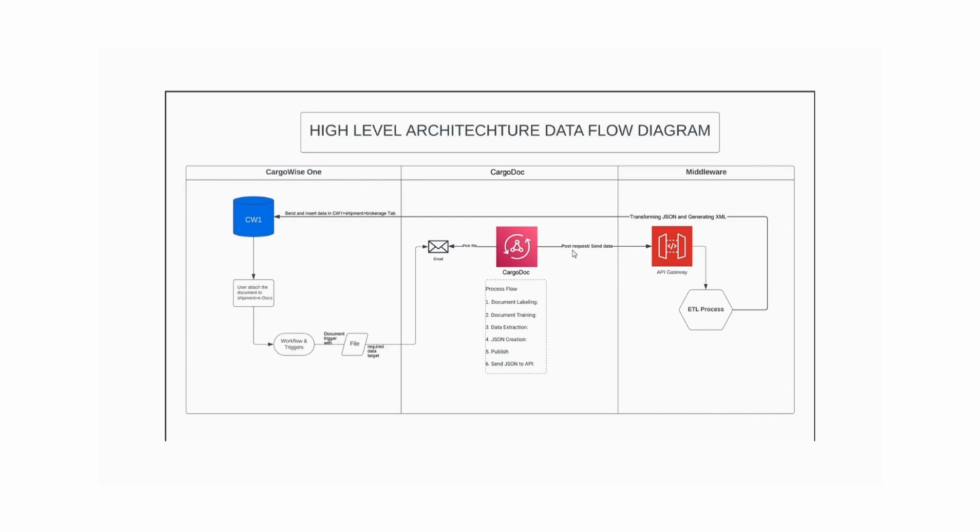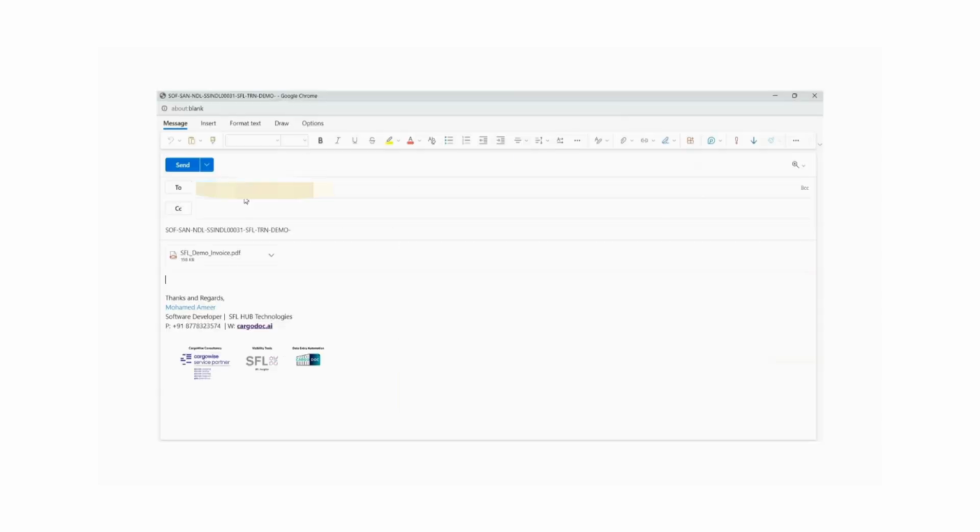The API gateway retrieves the data and undergoes the ELT process, transforming the JSON data into XML. This transformed XML is then sent to CW1, where the data is inserted into the shipments within the Brokerages tab of CW1. For demonstration purposes, we link the document via email.